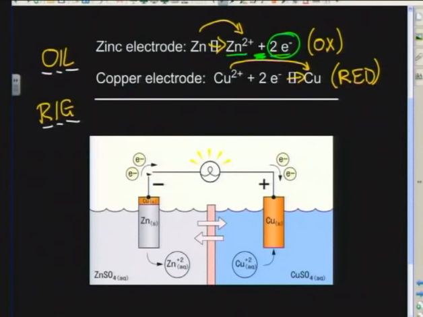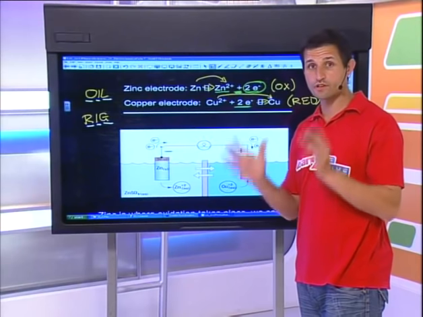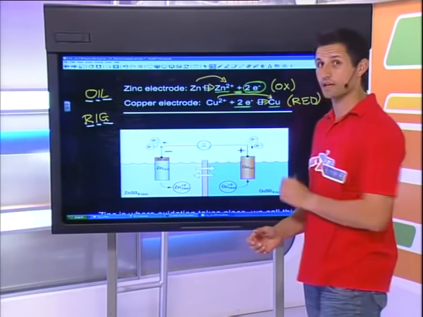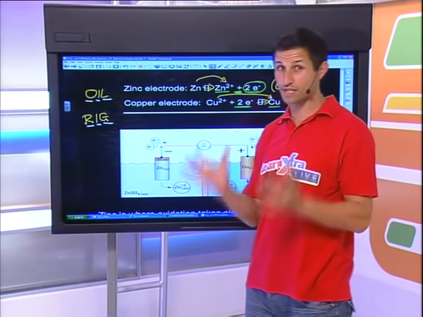That means the electrons came away from the zinc. They were lost by that zinc. What about my copper electrode? Copper 2 plus and 2 electrons. There they are, on the left-hand side. Did the electrons come out? No. I made copper metal as a product. That means that the electrons were gained.